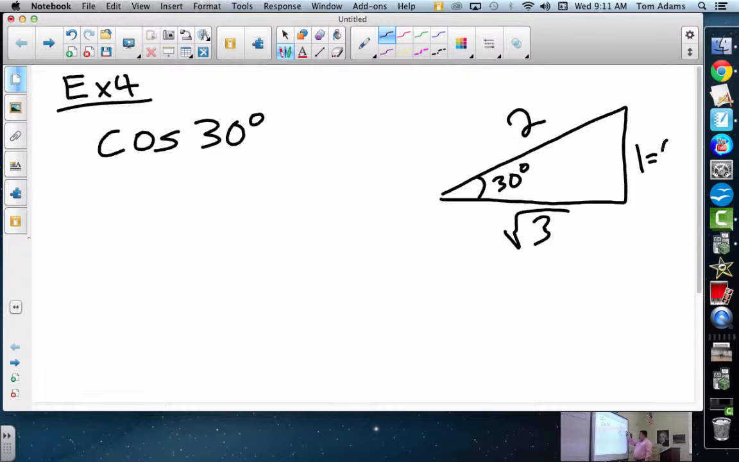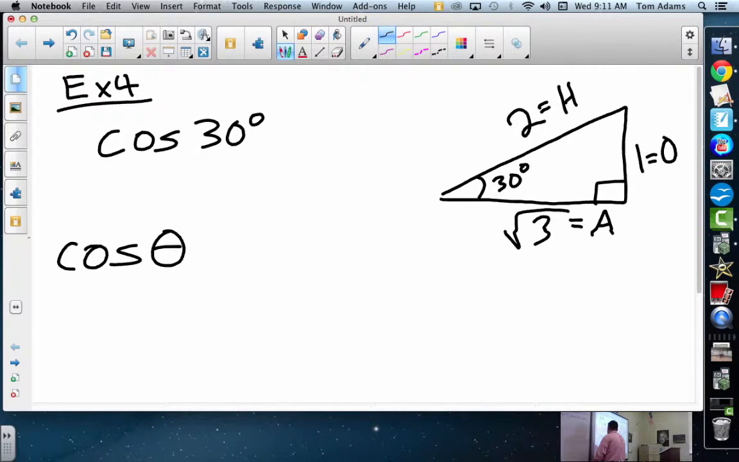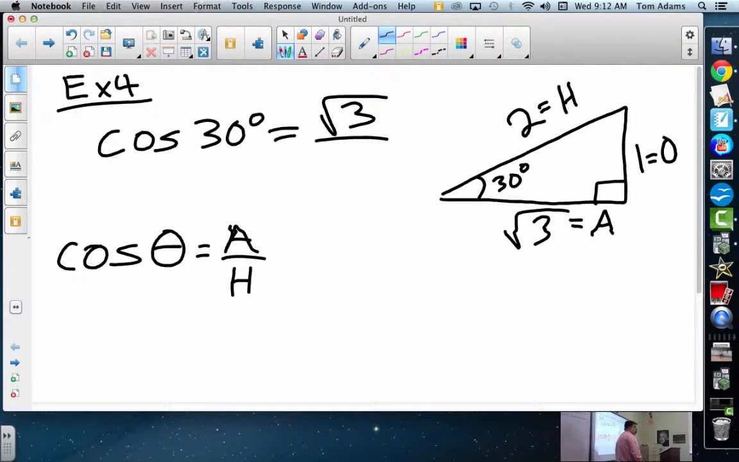Now, I have to label this. This is the opposite. This is the adjacent, and because this is across from the 90-degree angle, this is the hypotenuse. Well, cosine of 30, remember that cosine of theta is equal to what? Who can tell me? A over h, or the adjacent over the hypotenuse, right? So, what is the adjacent? Root 3 over the hypotenuse, which is 2.